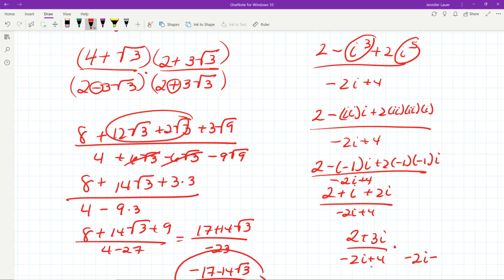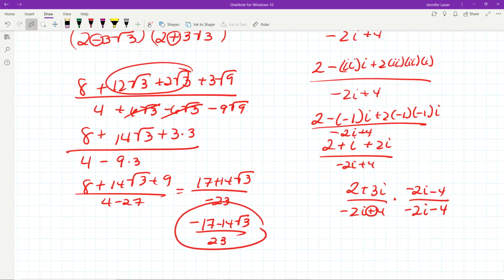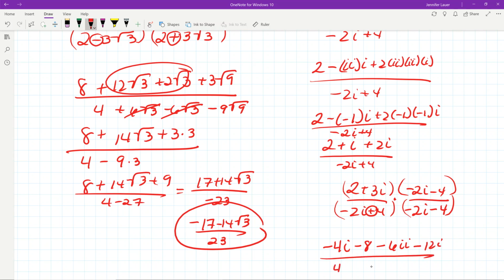Again, I'm just changing the middle sign. So notice I just changed that sign. I didn't change the first sign, it's just that sign. And now again, it's going to be FOIL on top and bottom. So this becomes negative 4i minus 8 minus 6i squared minus 12i over 4i squared plus 8i minus 8i minus 16.